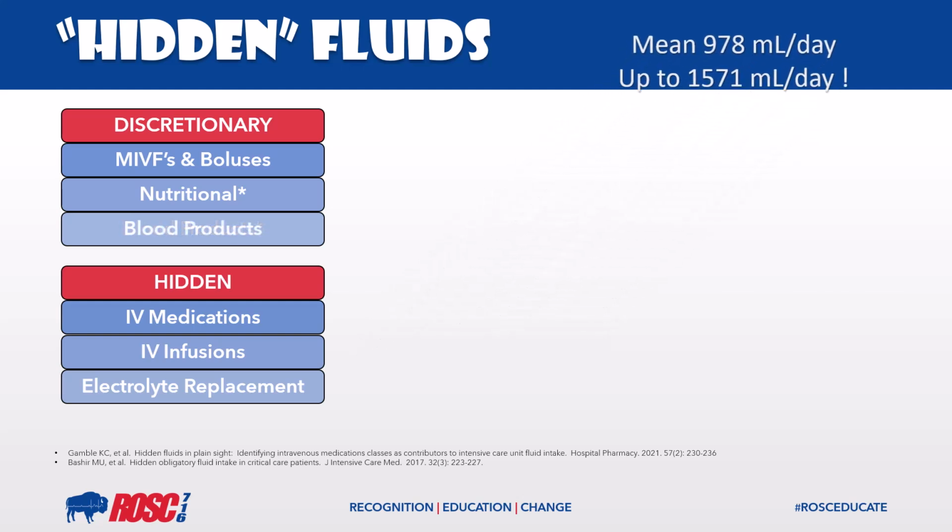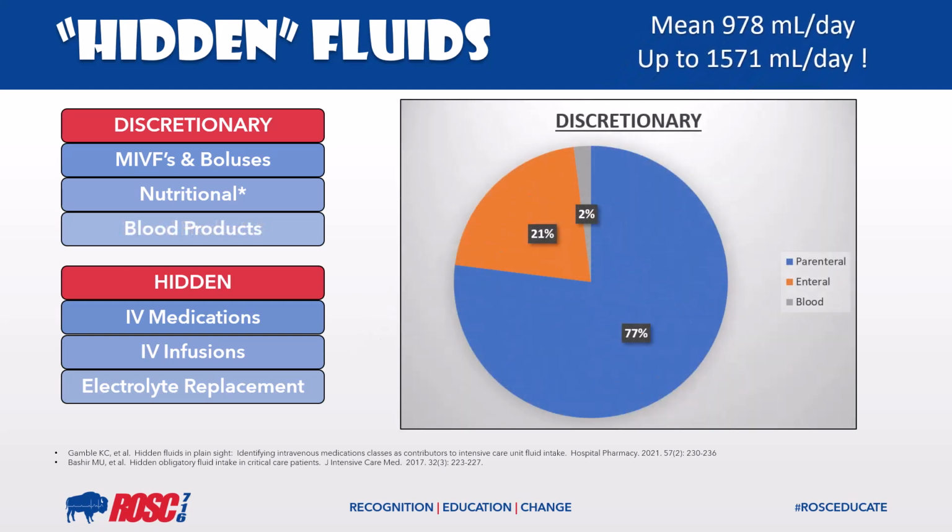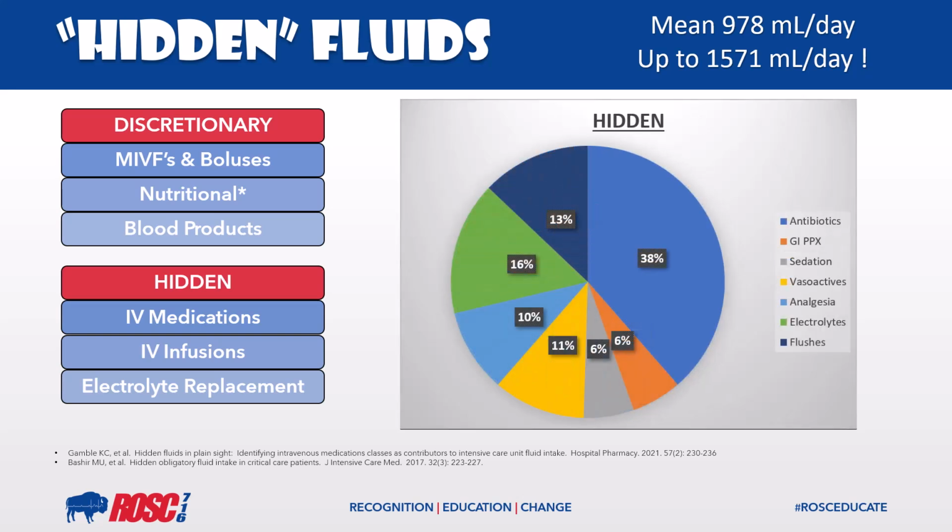When we looked at discretionary fluids, the fluids that I knew the patient was going to get, it broke down quite reasonably. 77% was parenteral IV fluids, 21% was enteral, and 2% was blood. This is all very reasonable. Now, each study gave a breakdown of their hidden fluids. Here you see the first paper.